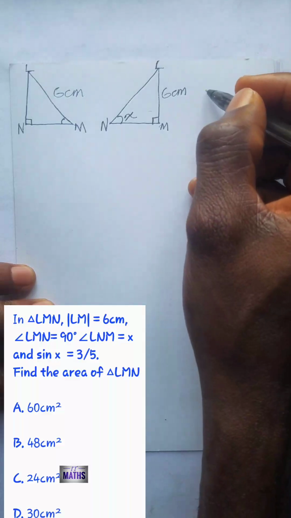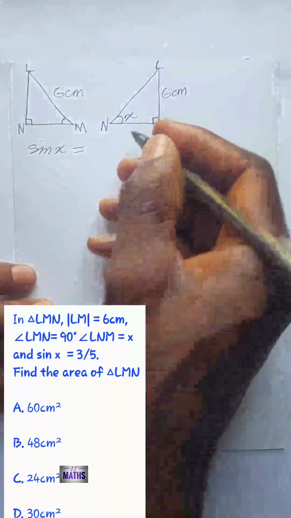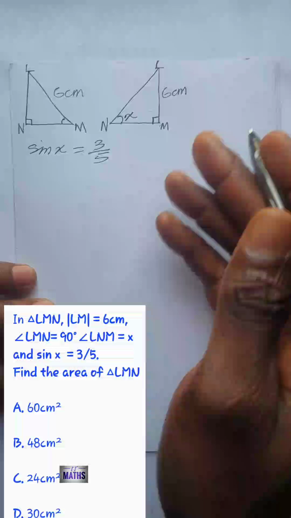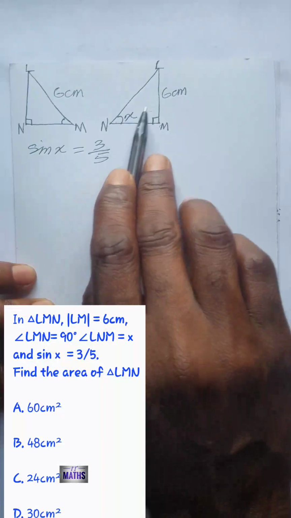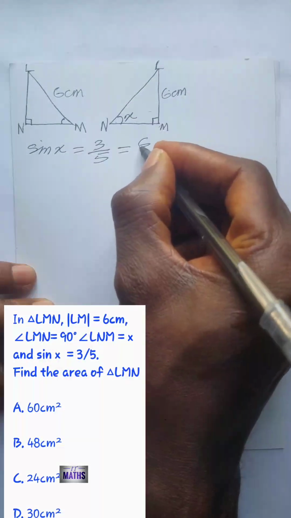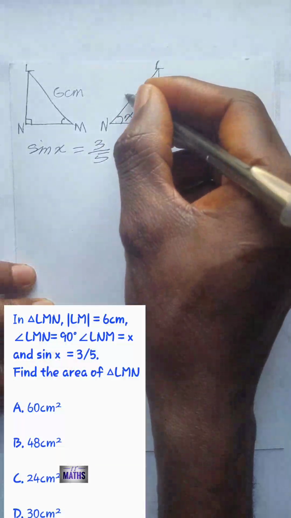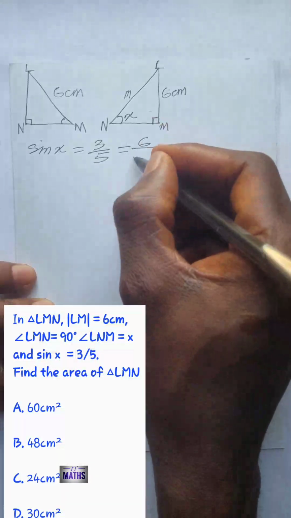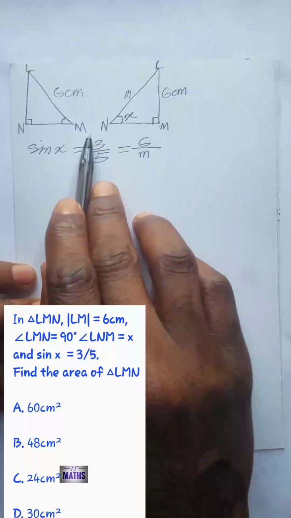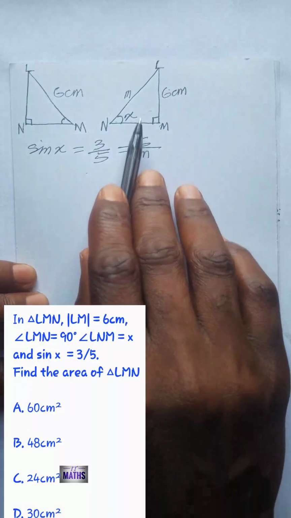We are told that sine x is 3 over 5. Now that's from the question. What does the standard say? Sine x should be opposite over hypotenuse. So I'm going to equate that instantly. Over what? Let me call this LN, but I want to just call it little letter m. I don't want to carry line LN around. So I've gotten an equation, I don't need this anymore. All I need to do is find m.